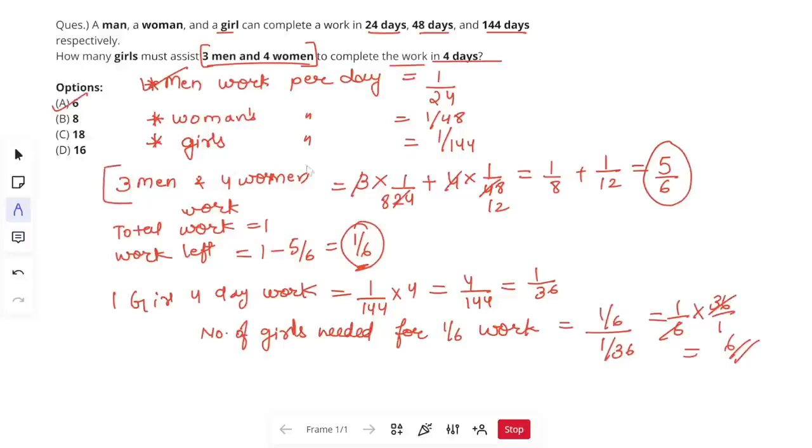Based on that, we have calculated the work done by 3 men and 4 women, which is going to be 5 by 6. So the total work was 1 and remaining work is 1 minus 5 by 6, which is 1 by 6, and this remaining work needs to be done by girls. Then we are told that the girls need to complete in 4 days, right? So one girl in 4 days can do how much work? 4 by 144, which simplifies to 1 by 36. Then we have taken the total work divided by this value, which is 1 by 36. Finally, we have got the value as 6. Hope you have understood it.